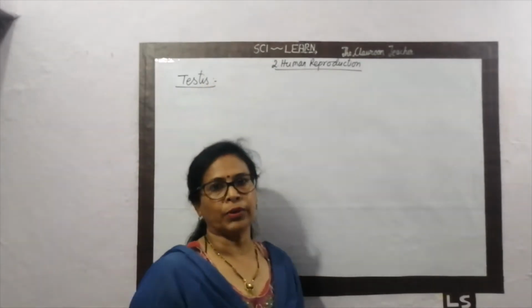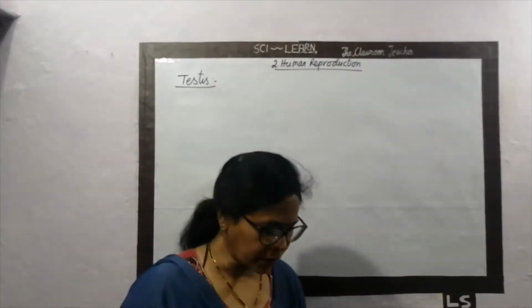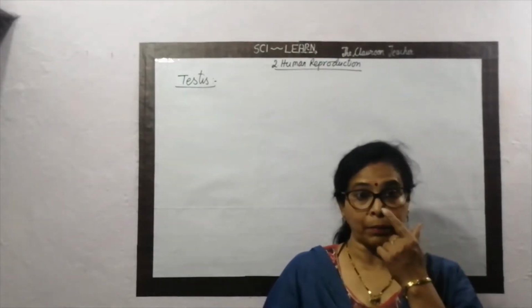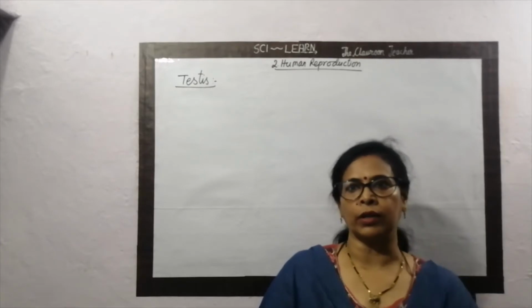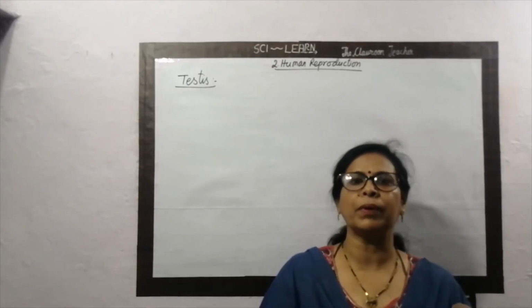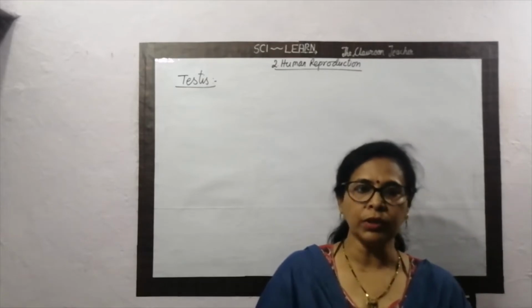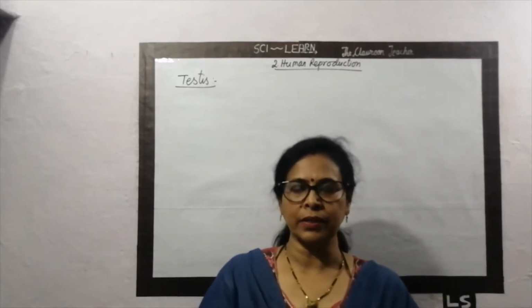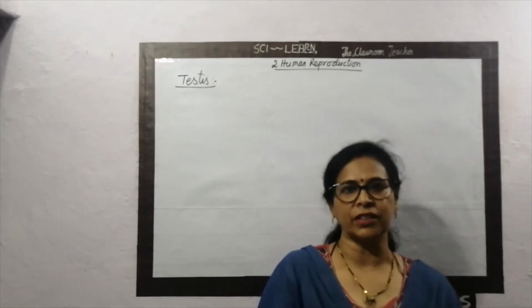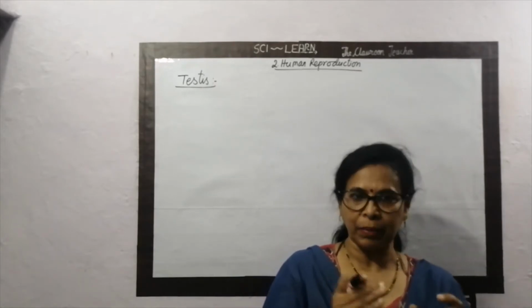When we talk about the testis, actually we have to study two types of sex organs. First is called the primary sex organ and second is called the secondary sex organ. The primary sex organ is actually the pair of testes. In human, two testes are present. It means testes is a paired structure.